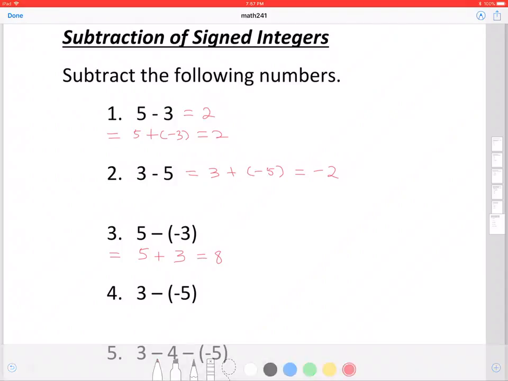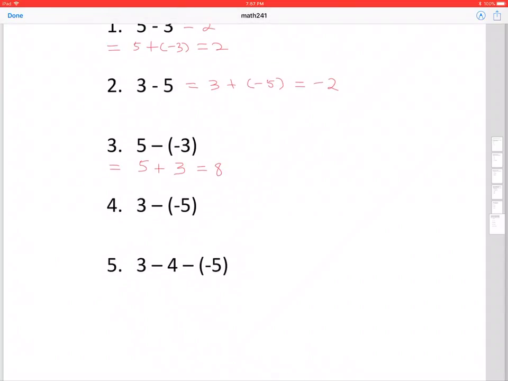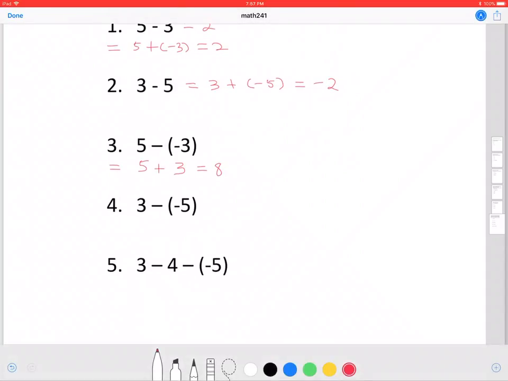Okay, we have 2 more problems. 3 subtract negative 5. We're going to approach this the same way as we did in the previous problem. I'm going to write that as 3 addition of the opposite of negative 5, which is 5, and that's also equal to 8. All right, and then the last one, number 5.